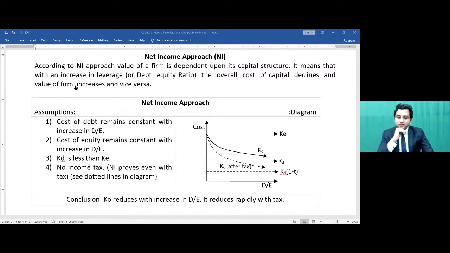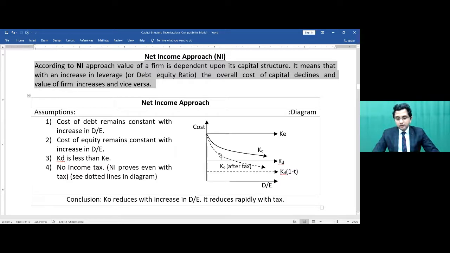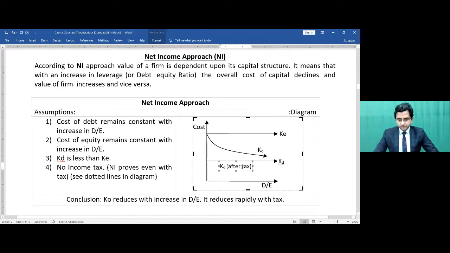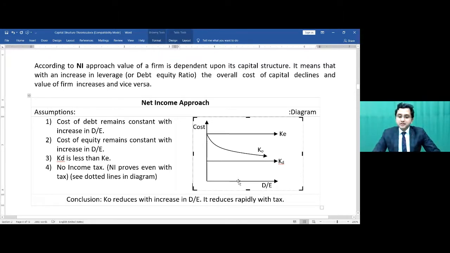Now on the screen, you can see one diagram. I'll make one change in this diagram. I'll delete some of the items. Now this diagram is comparatively cleaner. This is the graph. On the x-axis, I put the debt to equity ratio. On the y-axis, I put the cost of capital.